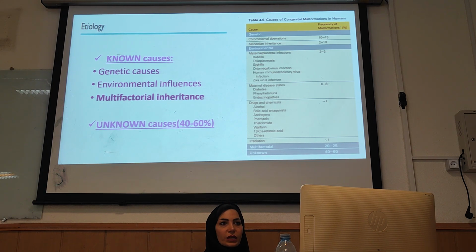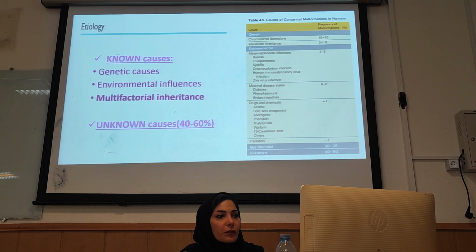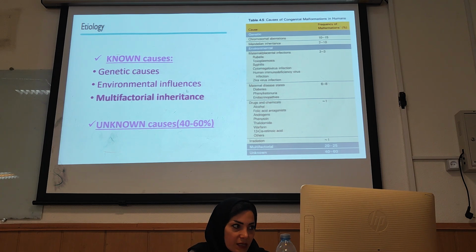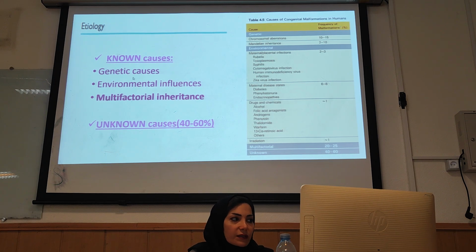Okay, etiology of the congenital malformation. Causes of congenital malformation may be different. 40 to 60% of them are unknown causes. And the other ones that are known may be genetic causes, environmental influences, or multifactorial inheritance. In this table, you see all causes of the congenital malformation that you can read after the class.